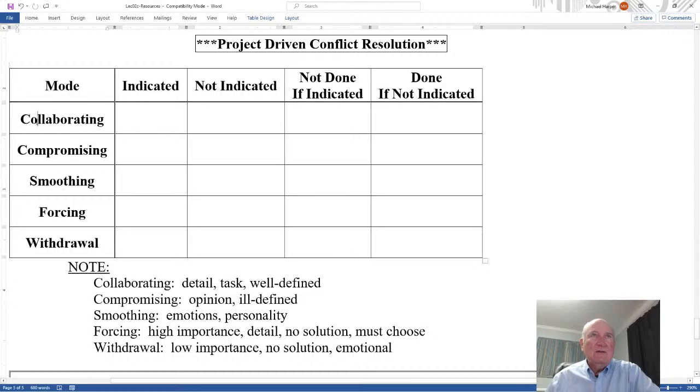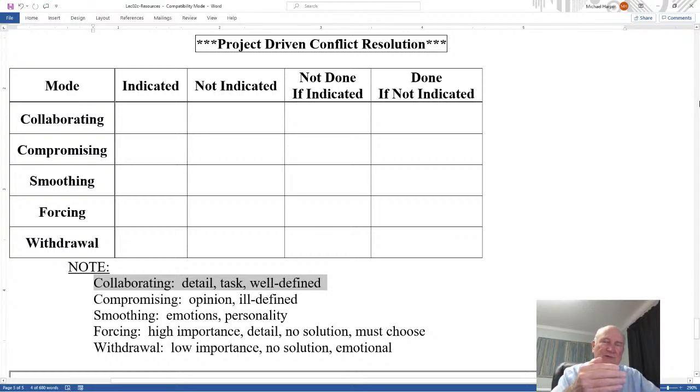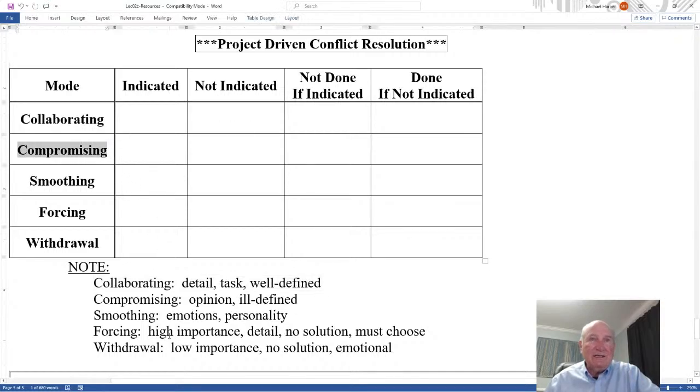For example, the mode of conflict resolution: collaborating, compromising, smoothing, forcing, withdrawal. Collaborating is detailed task, well-defined. In other words, when you want to collaborate, and so you bring people together, you have a well-defined solution. Let's collaborate. Here's our decision. Here's our solution. It's task-oriented, detailed, so let's just do it. Now, if it's well-defined, we can collaborate and come to a solution. But compromising, then, is needed when the actual conflict is ill-defined.